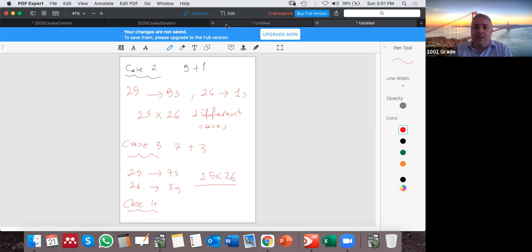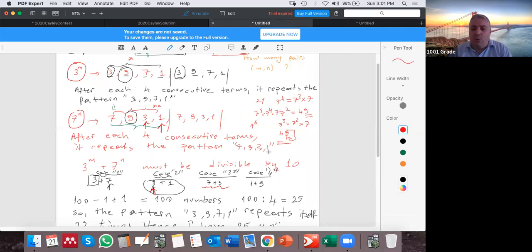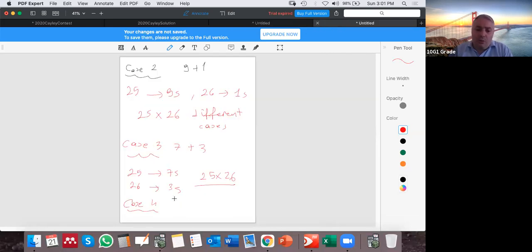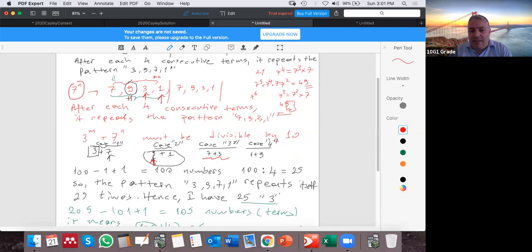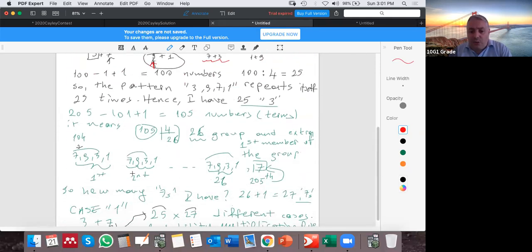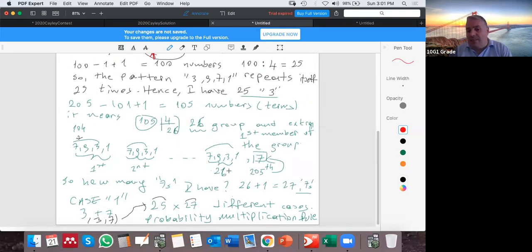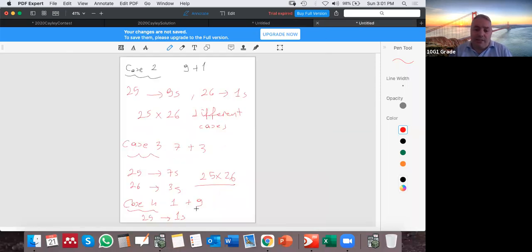Case 4, let's look at what the case is. 1 and 9. So 1 plus 9. That means from the first, it is still the same, 25 ones I have. But how many 9s do I have? I am checking here. So 9 is the second term, which means in all these groups, how many? 26. The remaining one is 7, which is not 9, so I'm not going to use it. So it will be 26. So there will be 26 nines. So the answer is 25 times 26.